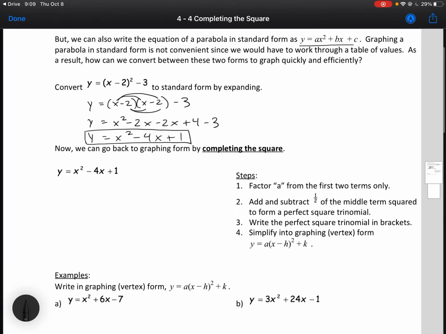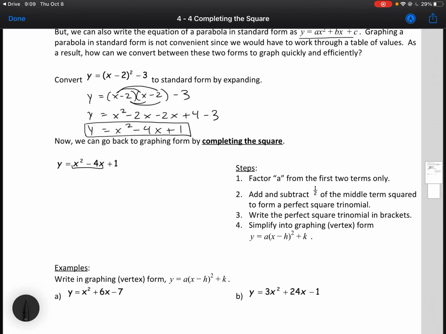Our whole goal is to make our first two terms into a perfect square trinomial. So we can factor it, and then the 1 is just going to be the extra part at the end. So our first step is to factor out a from the first two terms only. Now in this example, our a value is 1, so we don't actually have to do any factoring here. Our next step is to add and subtract half of the middle term squared to form a perfect square trinomial.